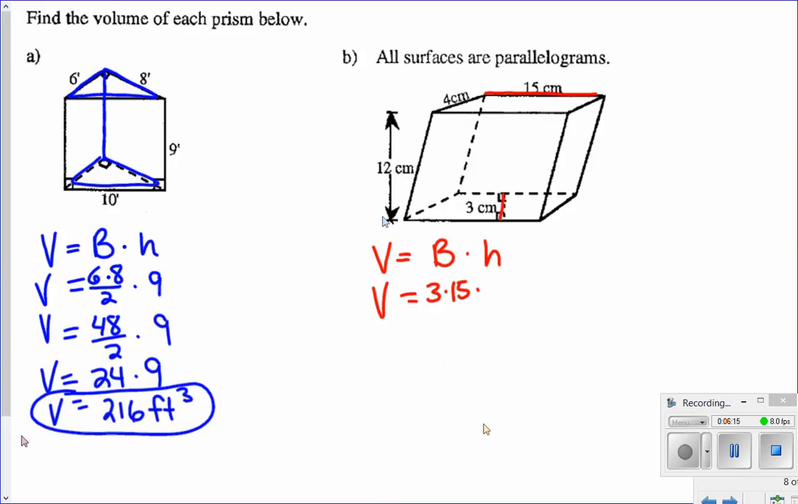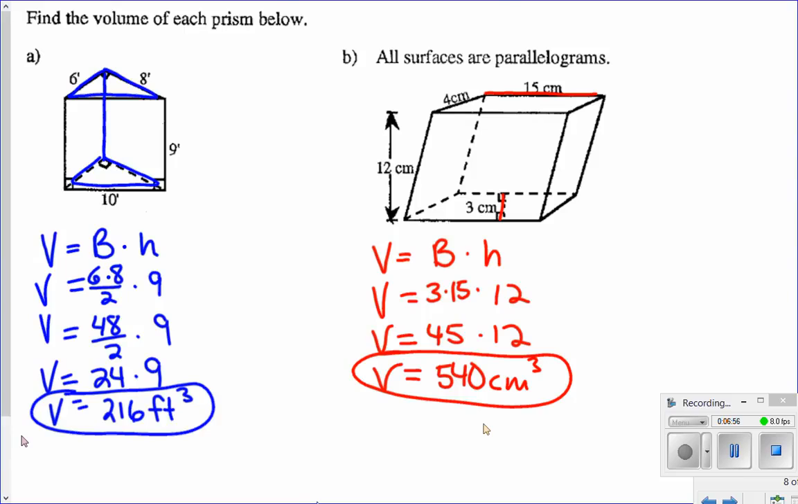Remember, that's the straight up and down, perpendicular to, usually, connecting the 2 bases, but in this case just straight up and down, so that's the 12. So we're going to go ahead and multiply 3 times 15, which is 45, times 12, and that'll give us the volume of this parallelogram prism. By the way, that's called a parallelepiped, a parallelogram prism. So 45 times 12 is 540. And these are centimeters cubed.